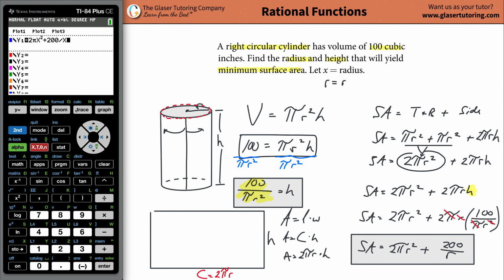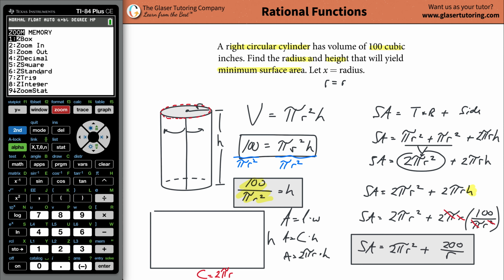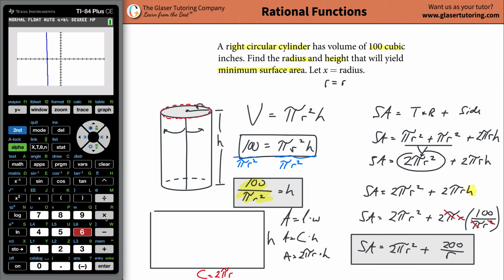Now I'm going to hit zoom, and I'm going to hit standard, number 6. Let's just see. Okay, so I see something on this side. I don't really see anything on the positive x-axis over here. So let's just fiddle with the window a little bit now.